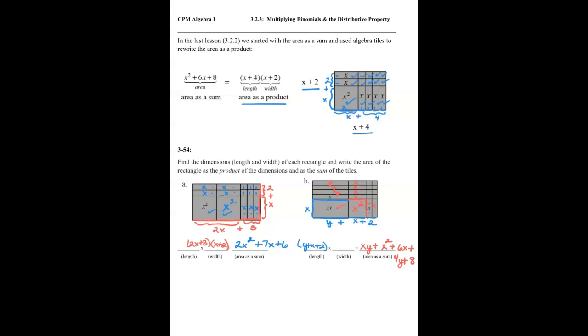And then the other dimension is X plus all of these units here. Remember, the Y tile is a Y by 1 on its side. So this length here is 4 units long. So times X plus 4.